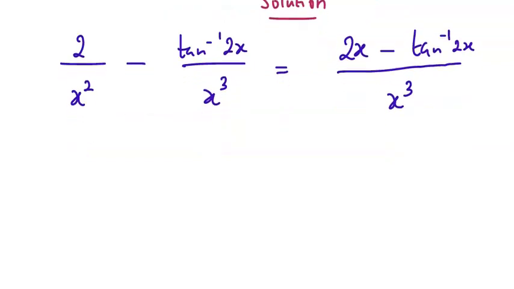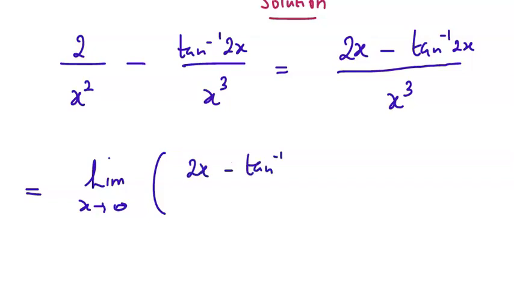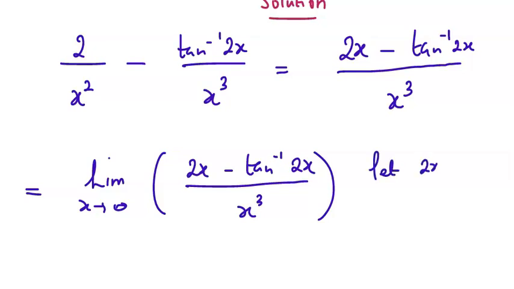So now, our limit is the same as evaluating the limit as x approaches 0 of 2x minus the inverse tangent of 2x, then divided by x cubed. Okay, so let's make the following substitution. We're going to let 2x equal y. Solving for x in terms of y, we get x equals y over 2.